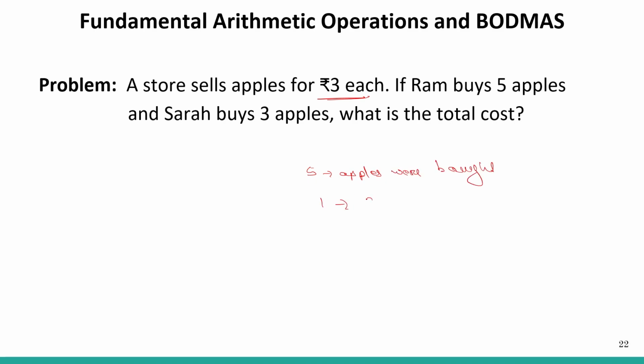If one apple is 3 rupees, then 5 apples cost 5 into 3 rupees, that is equal to 15 rupees. If Sara buys 3 apples, so 3 into 3 rupees, that is equal to 9 rupees. So what is the total cost? Both of them bought some apples. Ram bought 5 apples, Sara bought 3 apples. So in total, what it will cost them is 15 plus 9, that is equal to 24.